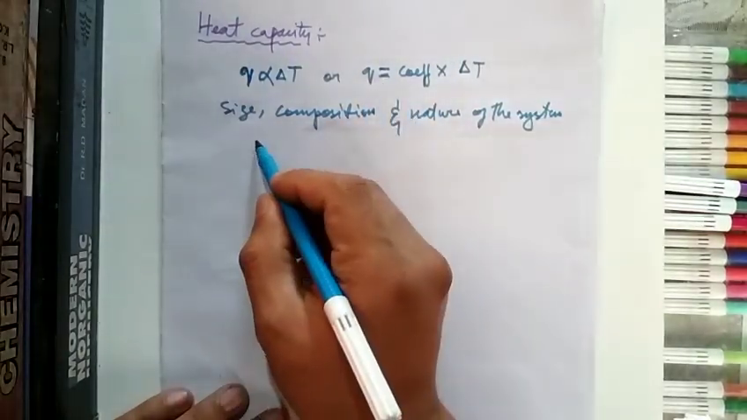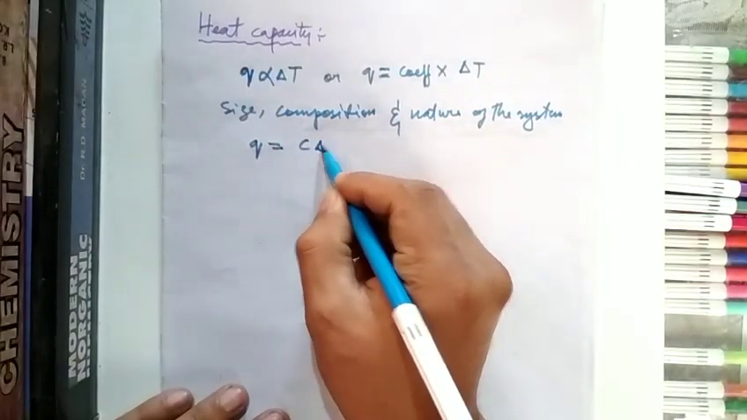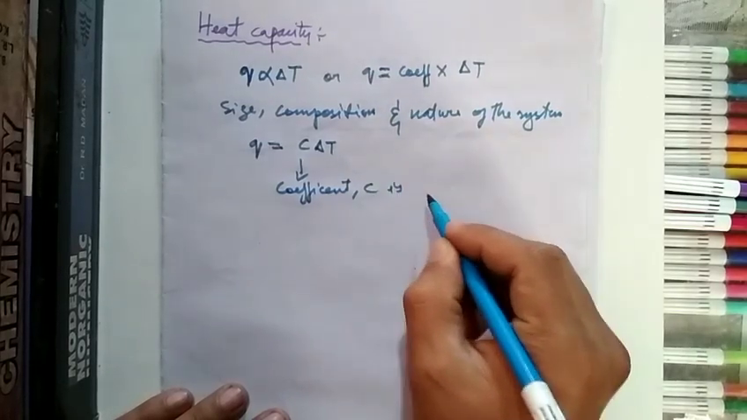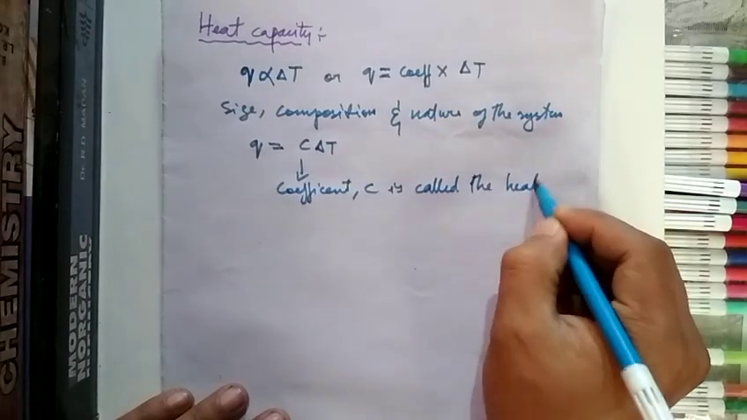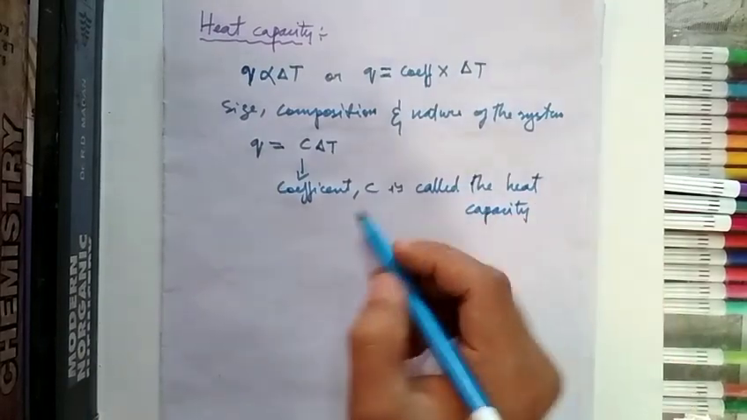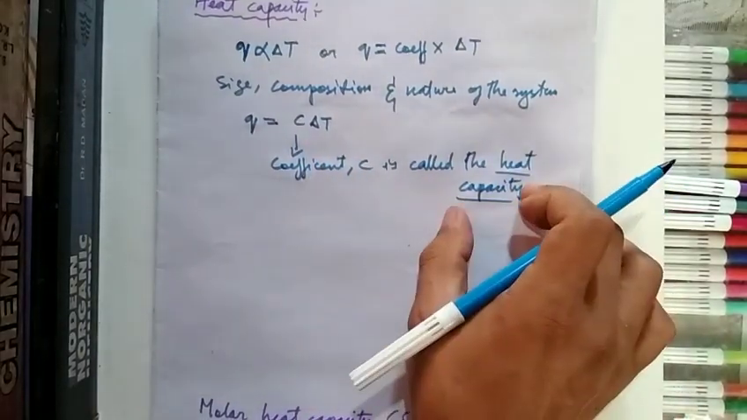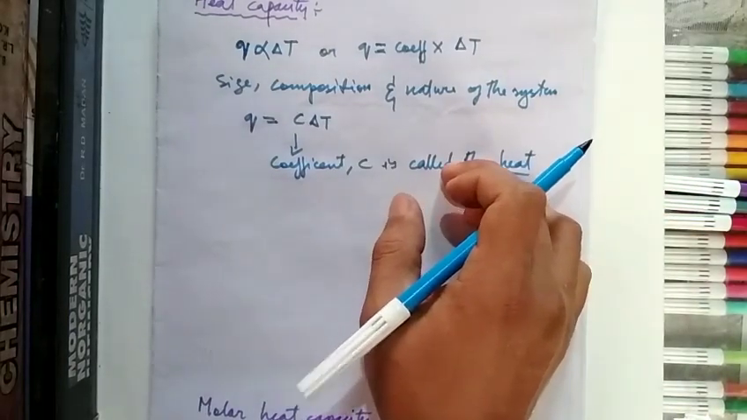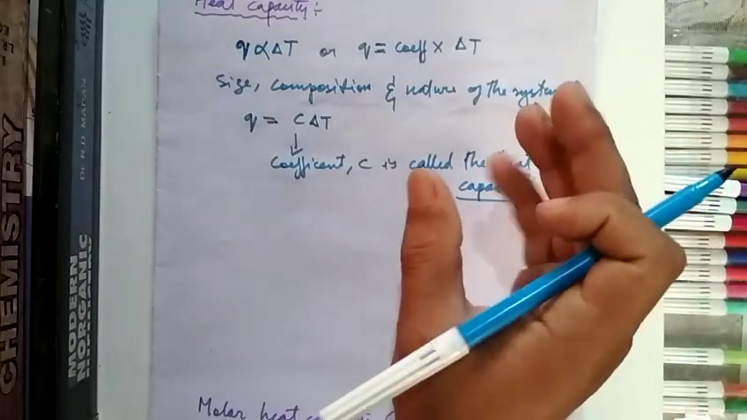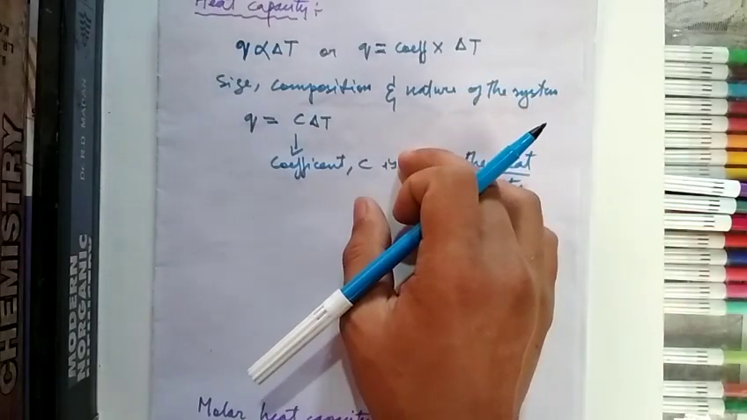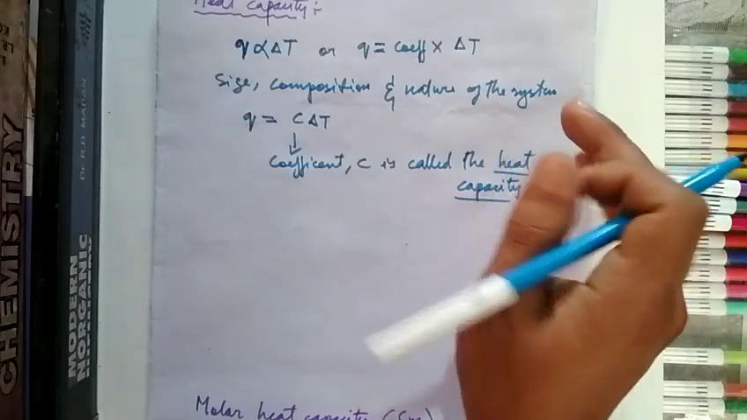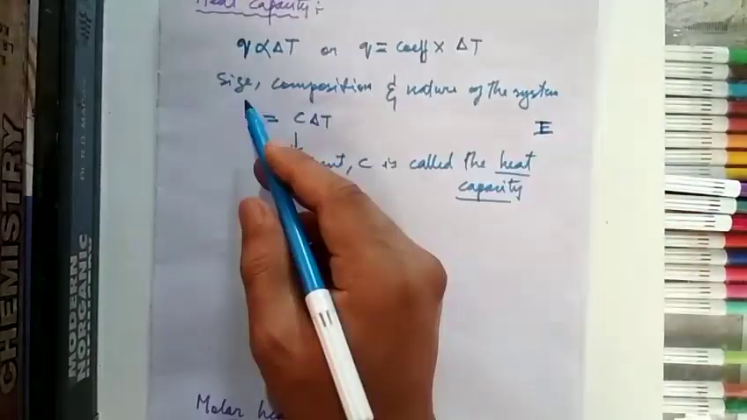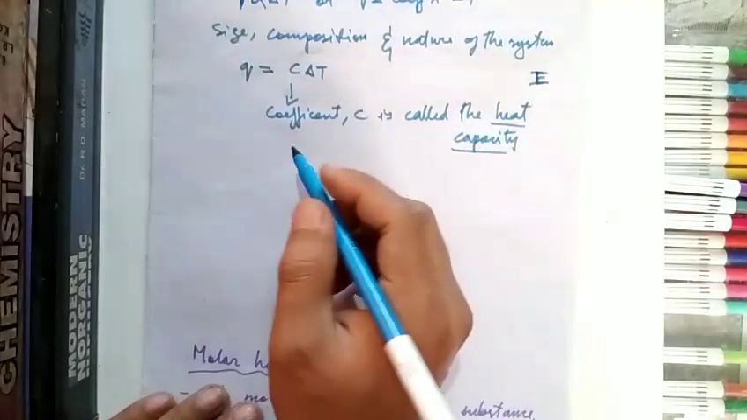Now we can write this equation as Q is equal to C delta T. So this coefficient C is called the heat capacity. This heat capacity will depend on the size, the composition, and the nature of the system. Usually bigger size means we need to apply a higher temperature. Because of that, this will be an extensive property, since it depends on the size, composition, and even the quantity.